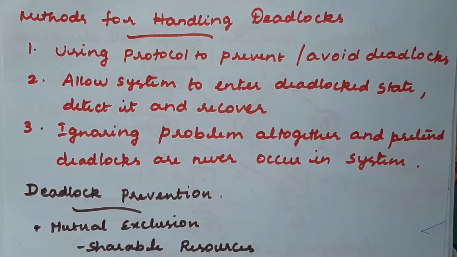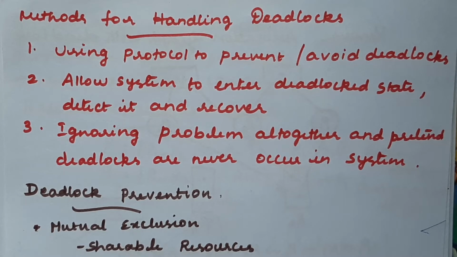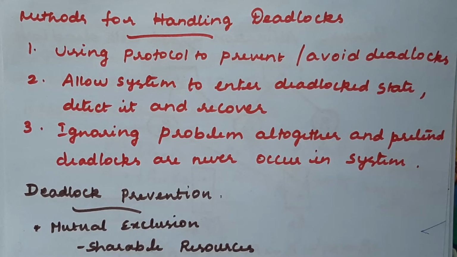And now we're going to discuss the methods for handling deadlock. The first method is we can use a protocol to prevent the deadlock or to avoid the deadlocks. So we are just not allowing the deadlock to occur in the system. We are going to prevent the deadlock or we are going to avoid the deadlock. We have a lot of algorithms with which we can avoid it, for example, Banker's algorithm, which is used for avoiding the deadlock occurrence.